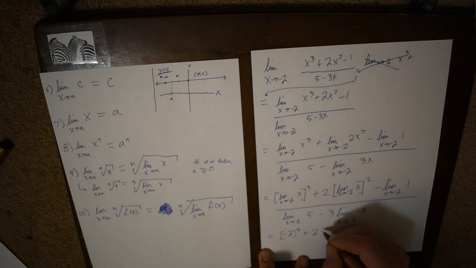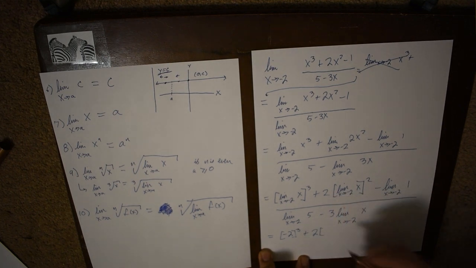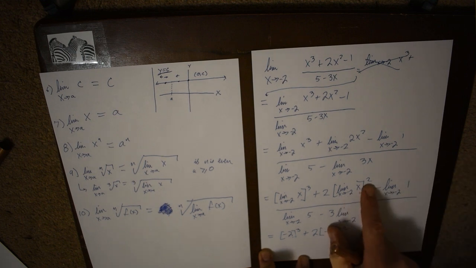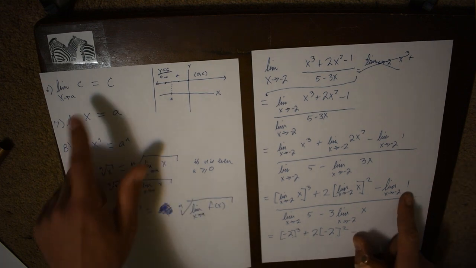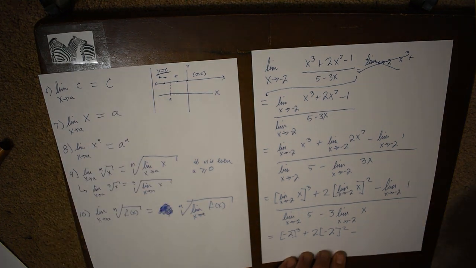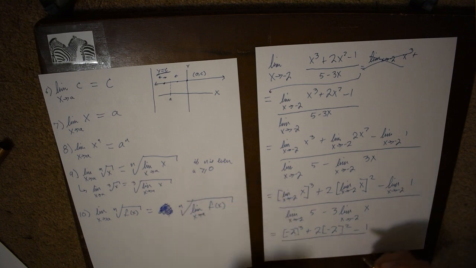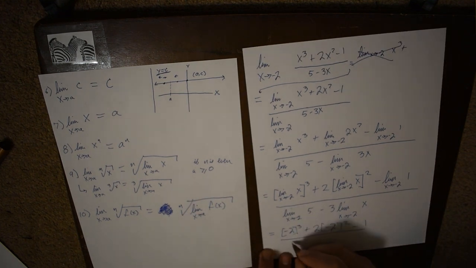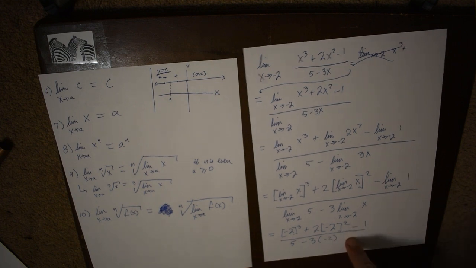Plus 2 times, same thing, the limit as x approaches negative 2 of x is equal to negative 2 squared, because that's squared, minus the limit as x approaches negative 2 of a constant is equal to that constant, minus 1, all divided by the limit as x approaches negative 2 of a constant is equal to that constant, minus 3 times the limit as x approaches negative 2 of x is negative 2. This is where your calculus ends.